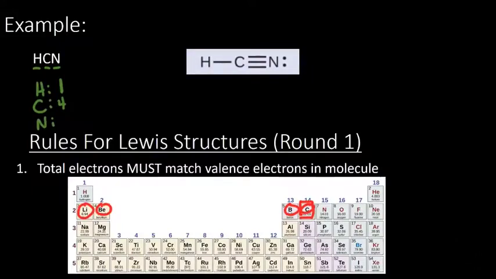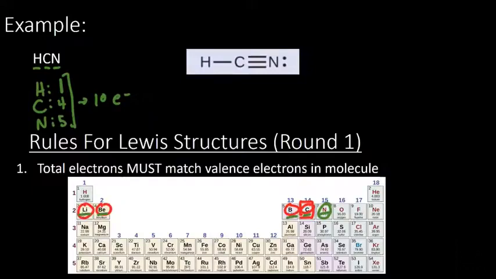Nitrogen is just next to carbon, and so we count from left to right until we get to nitrogen. 1, 2, 3, 4, 5 valence electrons. So that means altogether, those give me 10 valence electrons. Well, let's make sure that HCN is following that rule.